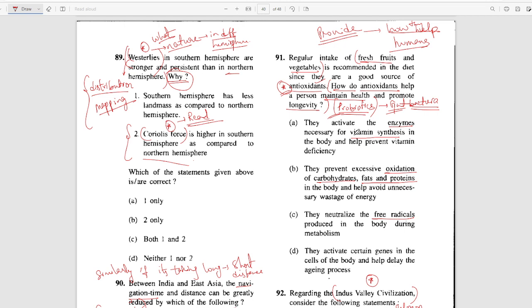Anything that improves the human's life naturally is important. So whatever is eco-friendly, a natural way of doing something, read about that.